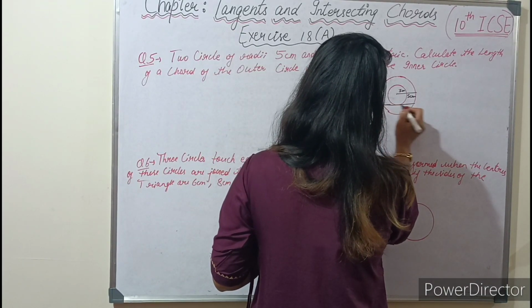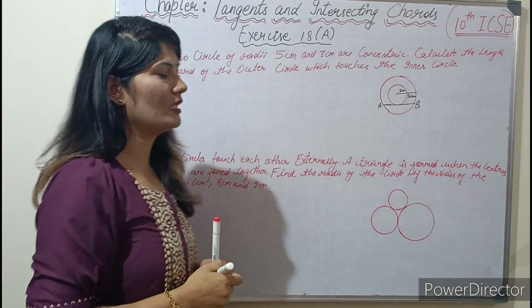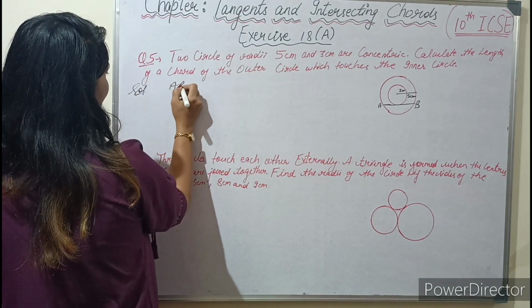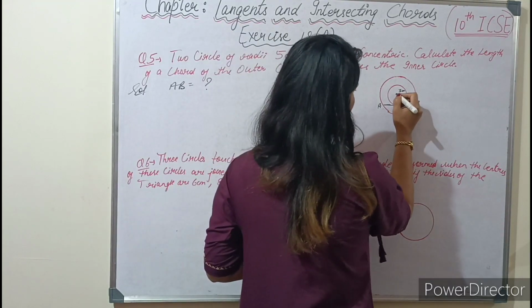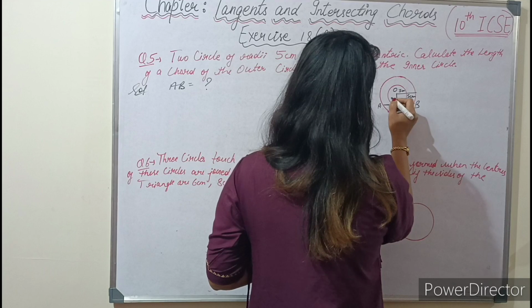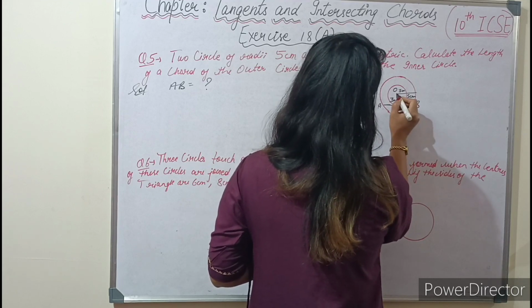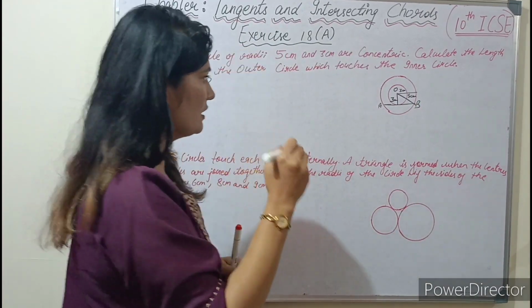suppose AB is the chord. So in this case you have to find the length of the chord. So you have to find the value of AB, question mark. So if I join this, this is the center of the circle. If I join this, this is the radius, that is 3 cm. Now if I join this side OB, so OB is the radius of the big circle.